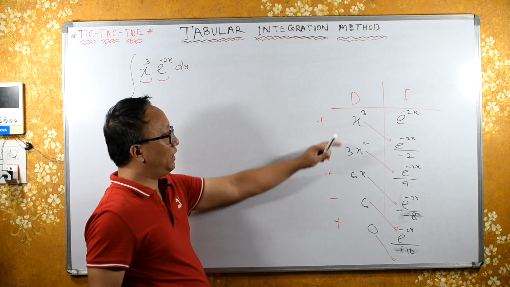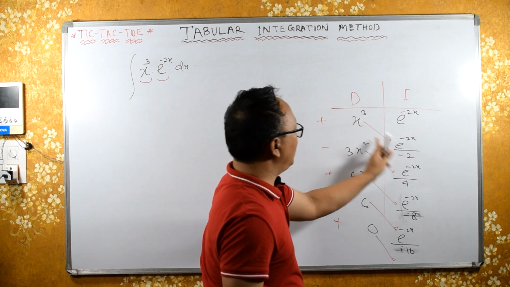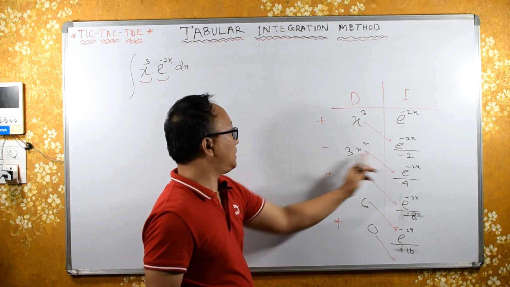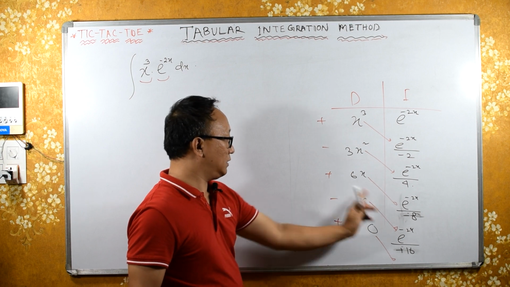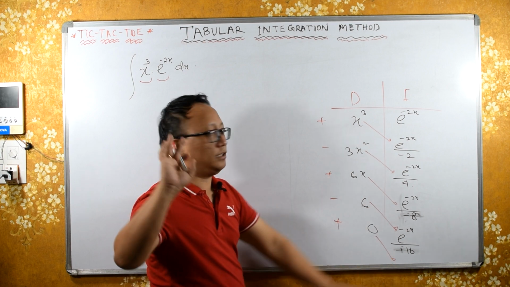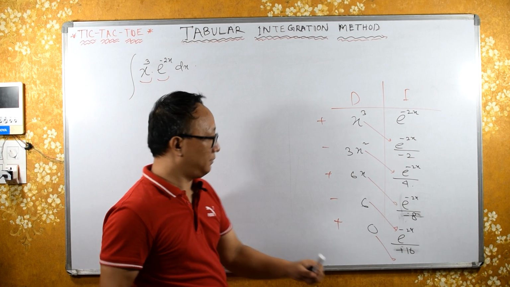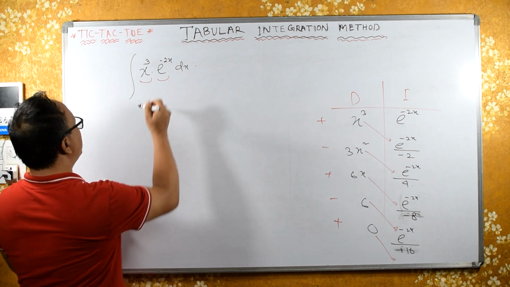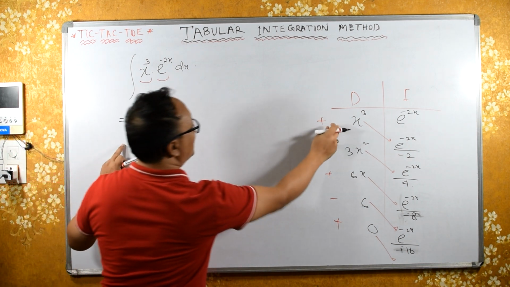Now here x cube into this with plus, into this with minus, into this with plus, into this with minus. 0 into anything becomes 0. Now we don't have to write this part. Let's write this. This is the same as this, x cube.